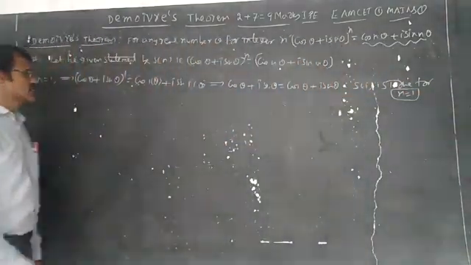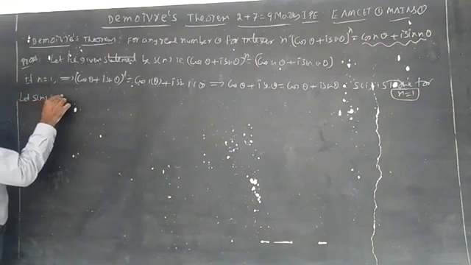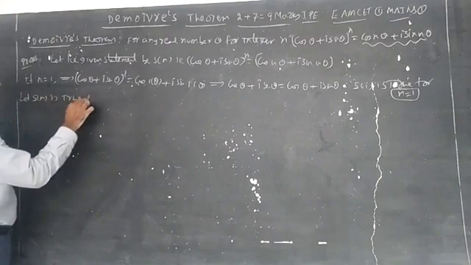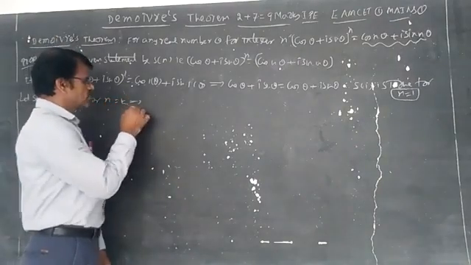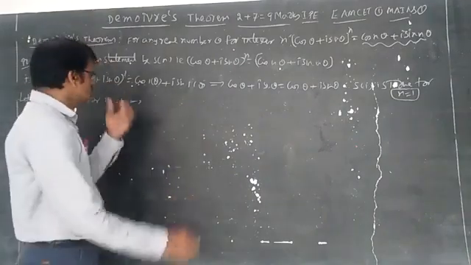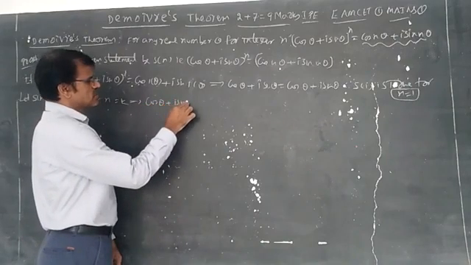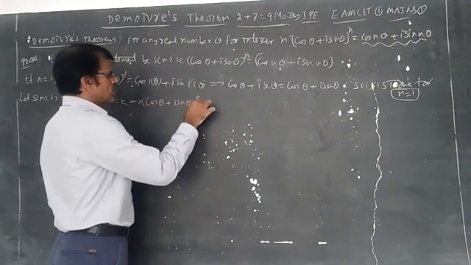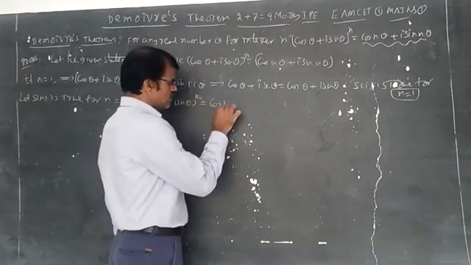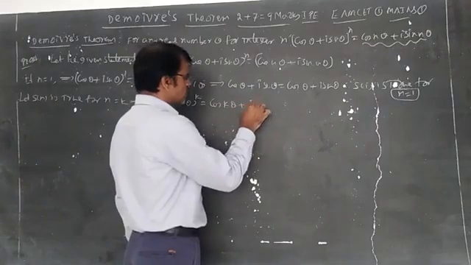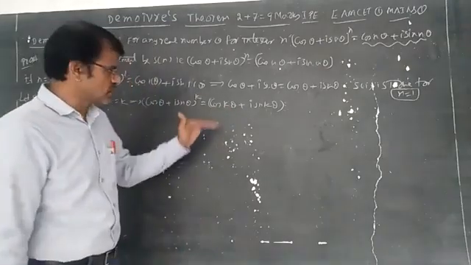Whenever Sn is true for n equal to 1, let Sn be true for n equal to k, we should write. Whenever you write like this, already plenty of times you have done it in first year. So you need to write here (cos theta plus i sin theta)^k is equal to cos k theta plus i sin k theta. That's all.